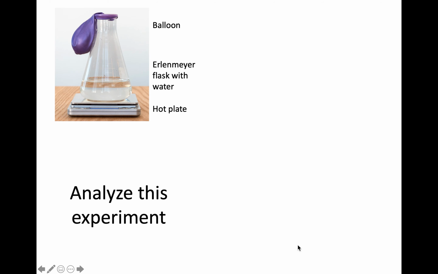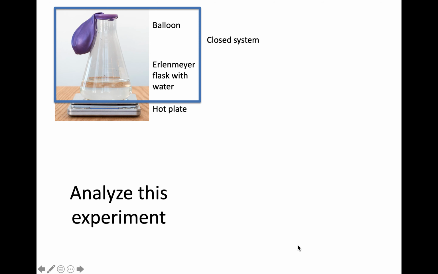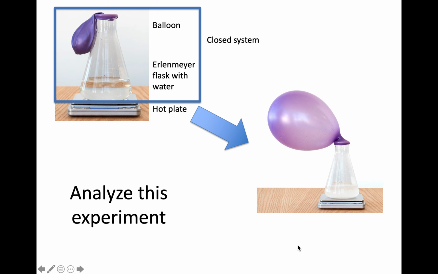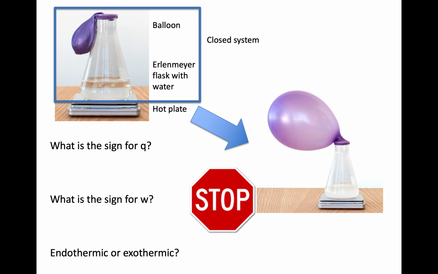In class, we analyzed this experiment where we considered an Erlenmeyer flask with water, a balloon fixed on top, and it was placed on a hot plate. And we described the balloon, the Erlenmeyer flask, and the water as a closed system. When we looked later, this was what the system then looked like. The task: what would be the sign of Q? What is the sign for W? And is this endothermic or exothermic? Give that a try.